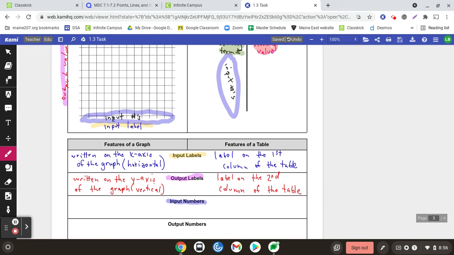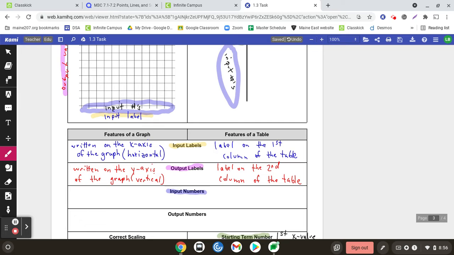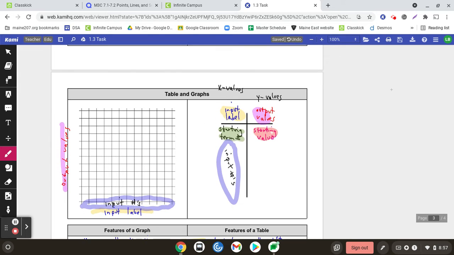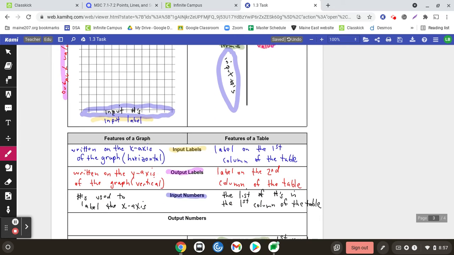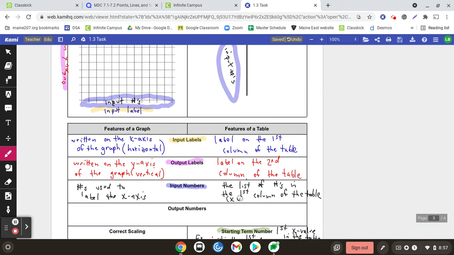And we will define input numbers in a graph as the numbers used to label the x-axis, the horizontal axis. And input numbers in a table is going to be the list of numbers in the first column of the table. And notice we had already called those numbers the x values right here. So if you want to say x values, I would understand that.